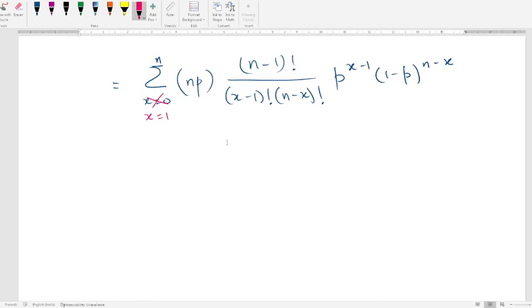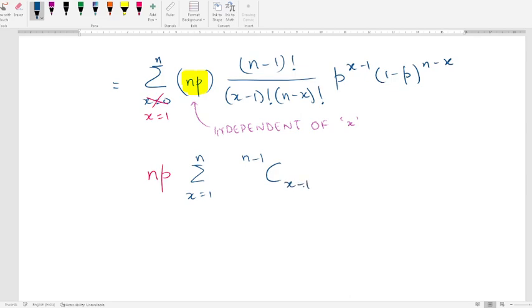Great. Now, here you see that the term np, the term in the bracket, is independent of x, right? So since this is independent of x, we can clearly write this np outside. So we'll write np outside the summation, and then the rest of the summation we'll write as x is equal to 1 to n, n minus 1 C x minus 1, right? And then p to the power x minus 1, and then 1 minus p whole to the power n minus 1. Correct.